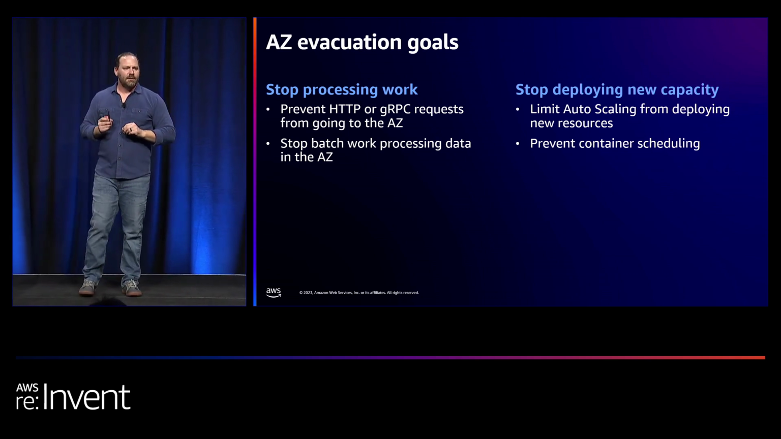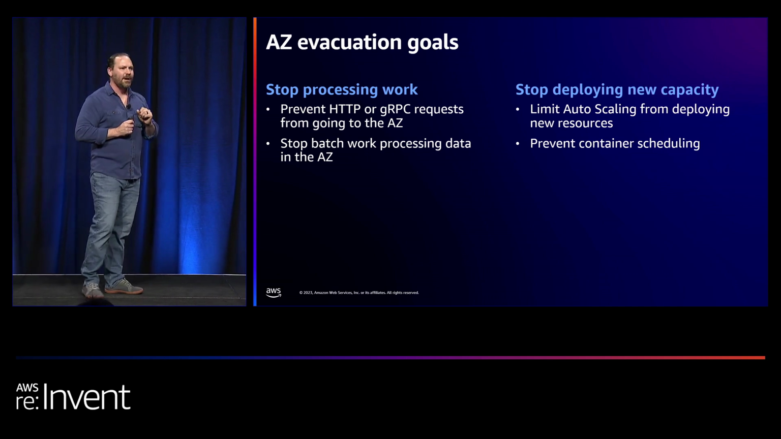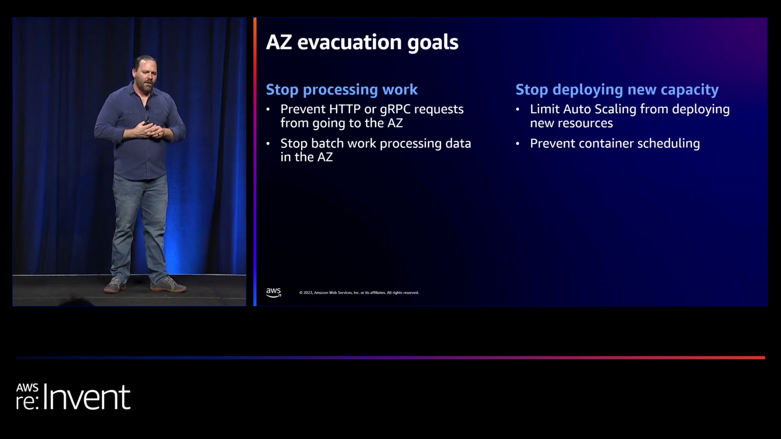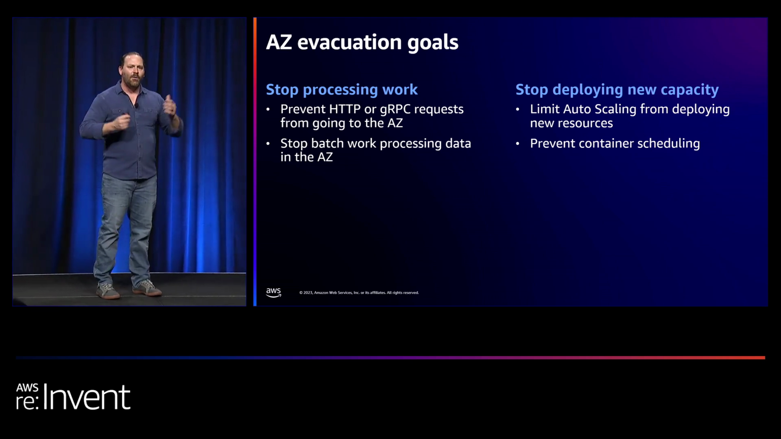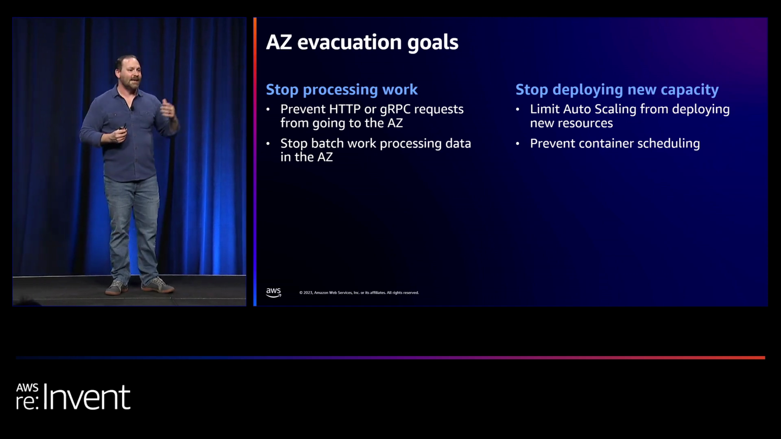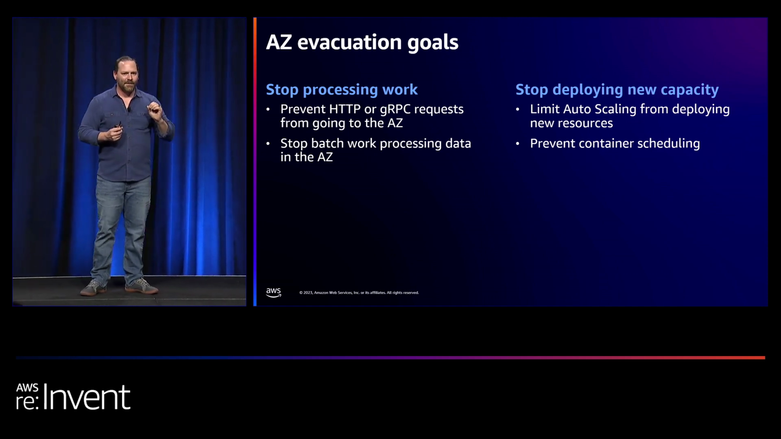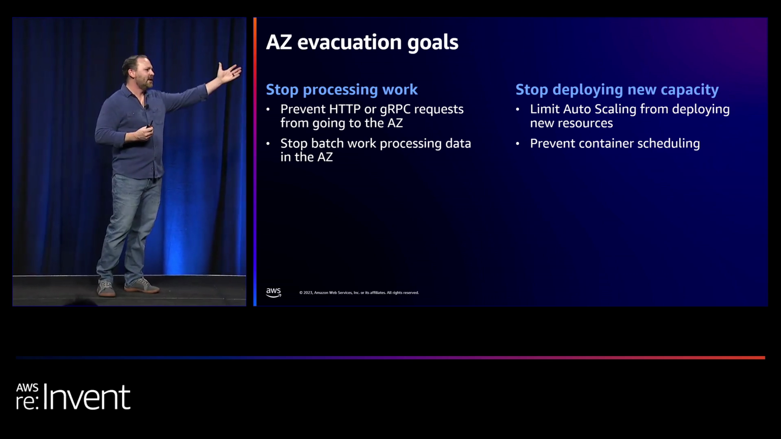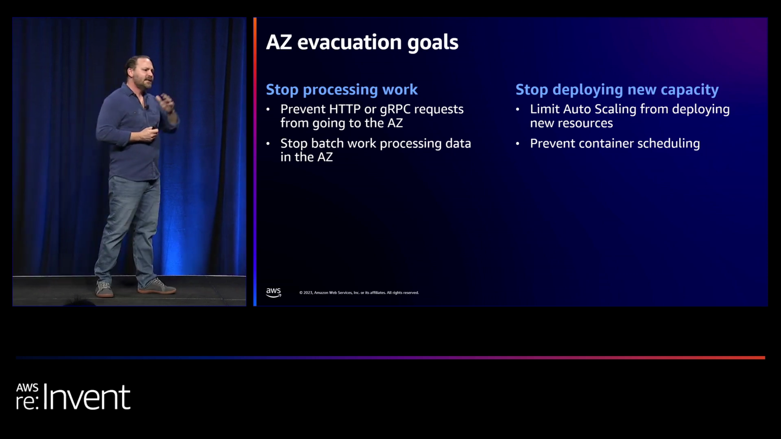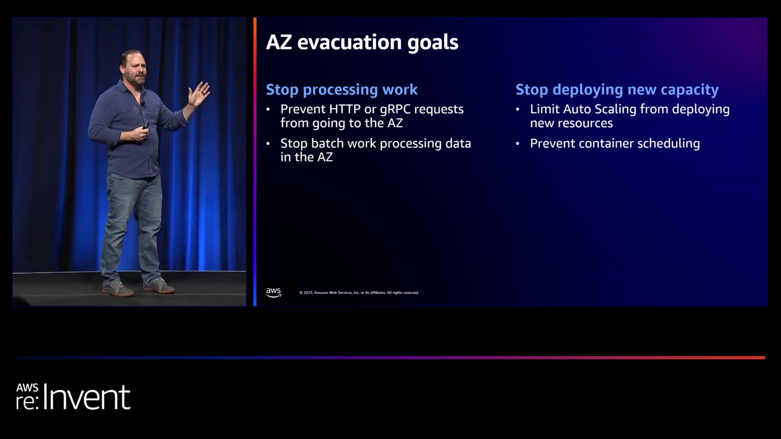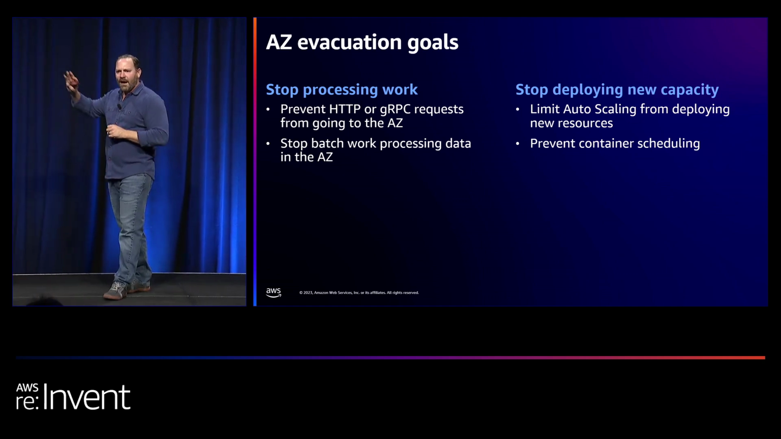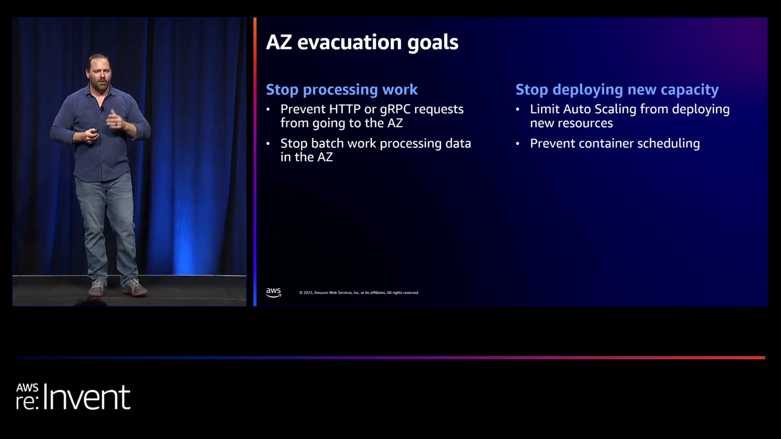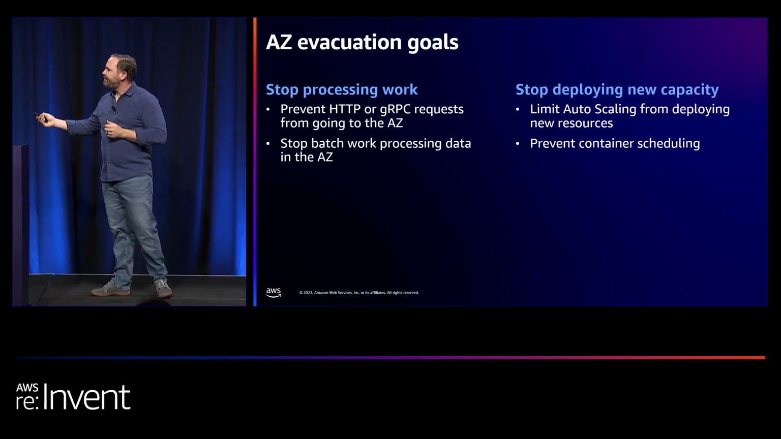A secondary goal is that we really might want to stop deploying new capacity into that AZ if this is an extended duration type event. For example, if we're using autoscaling, we may not want autoscaling to deploy new instances into the AZ where we've stopped processing work. That capacity that autoscaling launched because we needed more isn't going to actually take any of the load. This is going to be the same if it's ECS or EKS: pods, containers. You may not want to keep deploying them into the AZ that we've just left. And so as a secondary goal, we may want to stop deploying new capacity there.